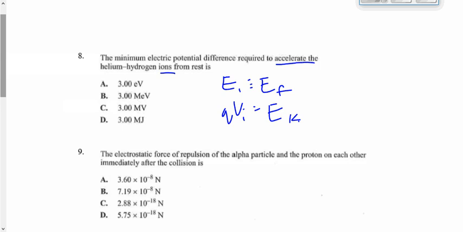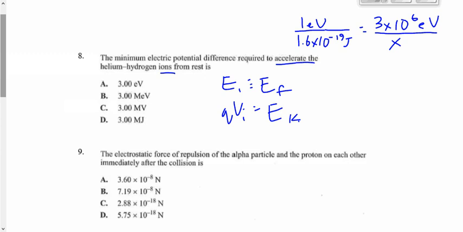We know from our data sheet that 1 eV is the same as 1.6 times 10 to the minus 19 joules. Okay, that's on our data sheet. 1 electron volt of energy is 1.6 times 10 to the minus 19 joules. 3 mega electron volts, or 3 times 10 to the 6 electron volts, is x joules. Does it make sense what I've done there? If 1 eV is 1.6, then 3 eV is x. 1 is to 1.6 as 3 is to x.